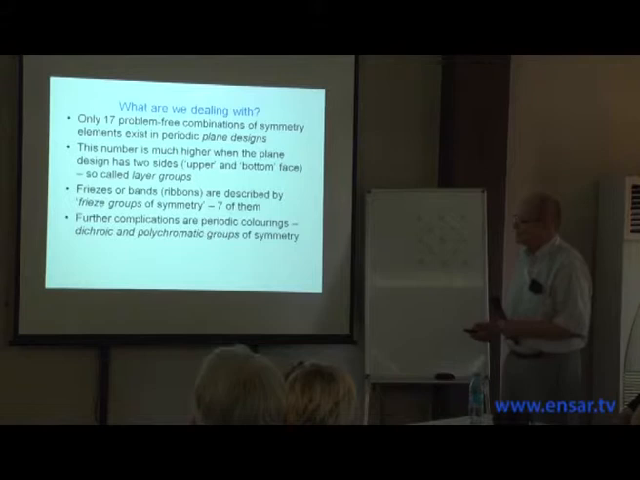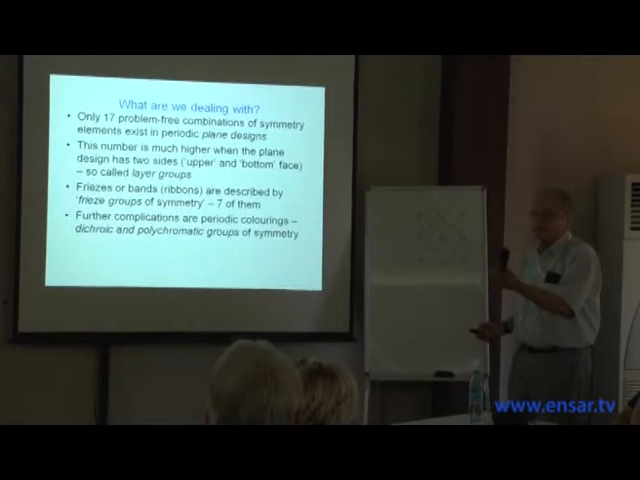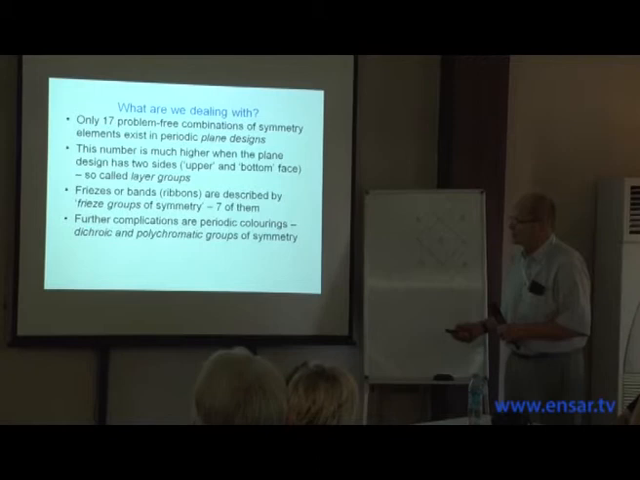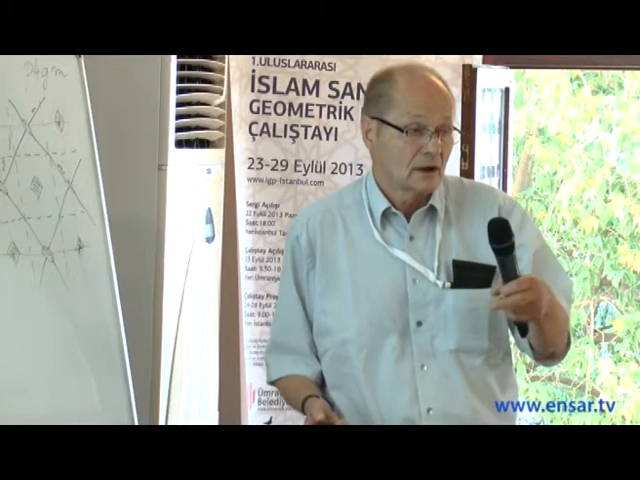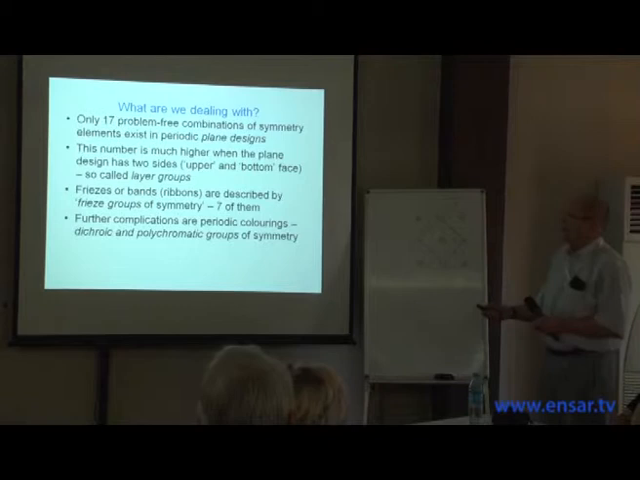If we want to make it nice, we can connect a symmetry operation, for example, a reflection plane, with changing a color. I reflect and I change from white to black or from red to green. So you get so-called dichroic, two-colored groups, or, if you have a threefold axis, you can have, I don't know, white, red, blue, white, red, blue. So you have trichromatic or more polychromatic groups of symmetry. So all that is Islamic art, actually.